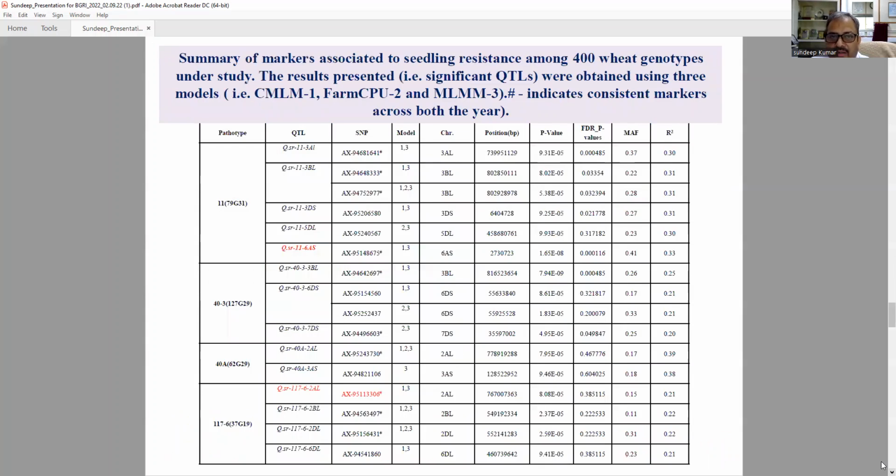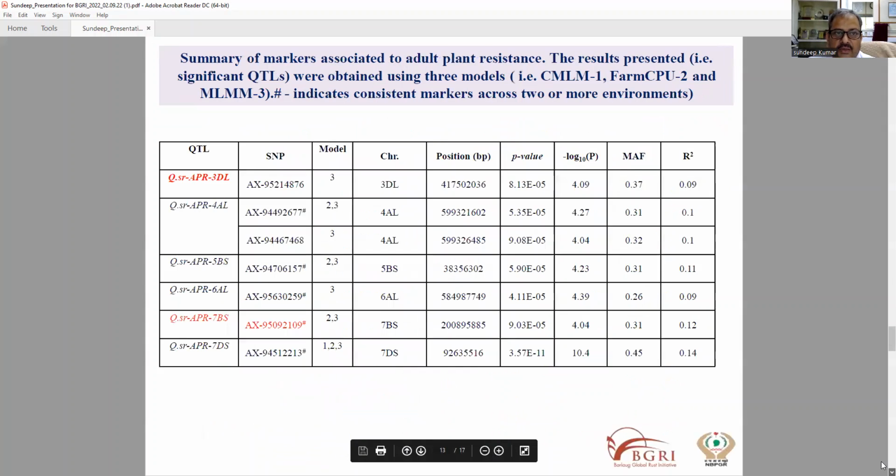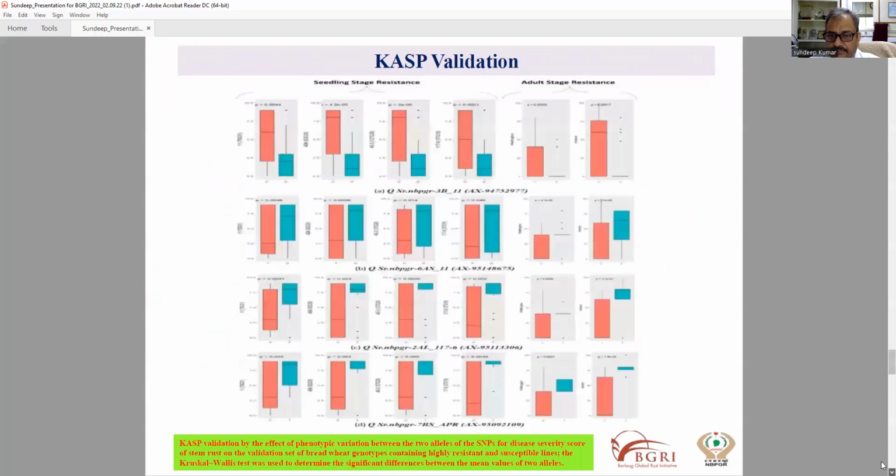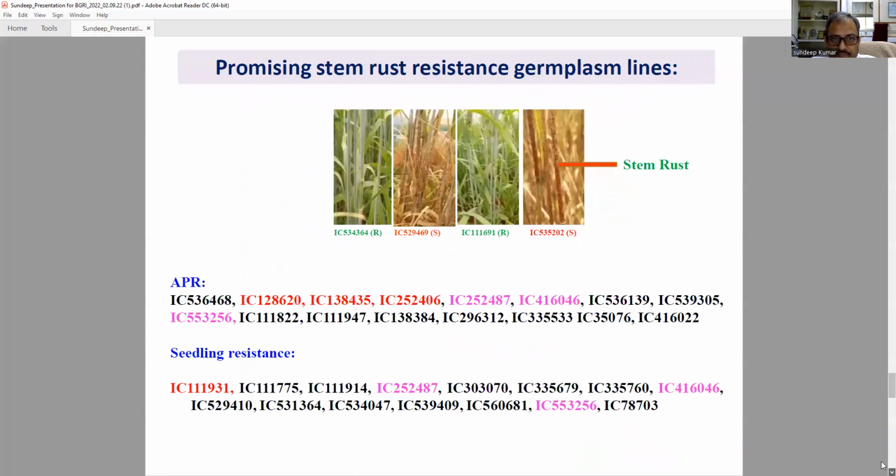This is a summary of the markers which we identified for seedling resistance against 4 different races, as mentioned over here, and they were contributing significantly towards the total phenotypic variance. Similarly, we identified the QTLs for adult plant resistance following all 3 models, and they were consistent across 2 or more environments. The significant markers were further validated with the help of CAPS markers.